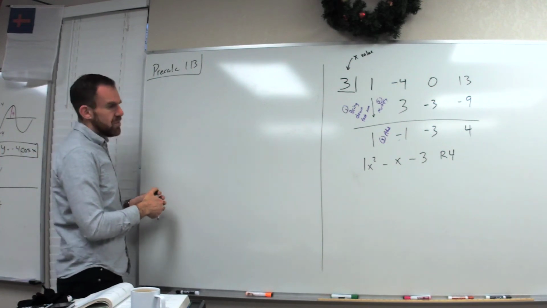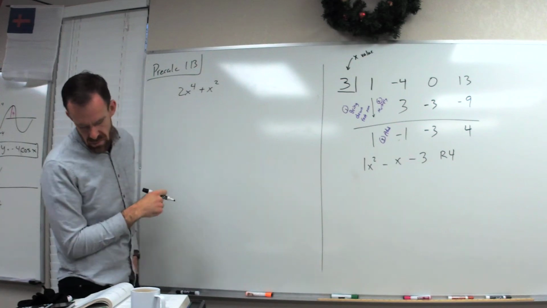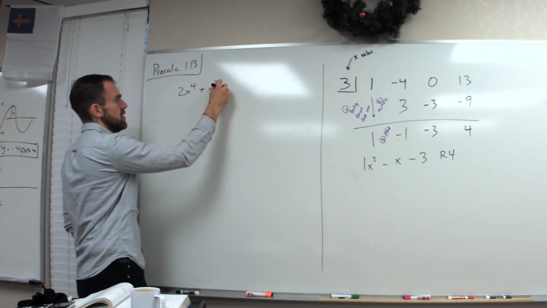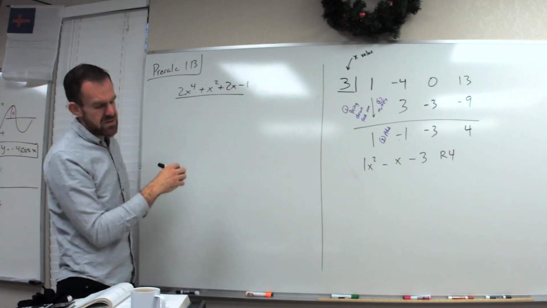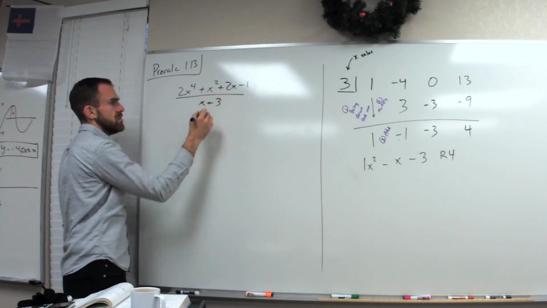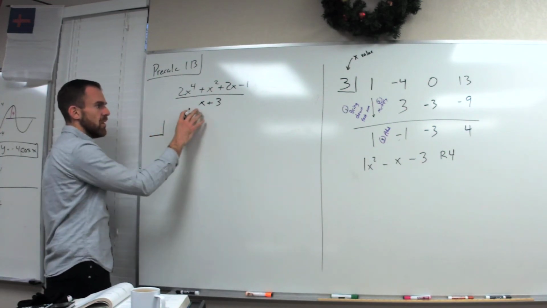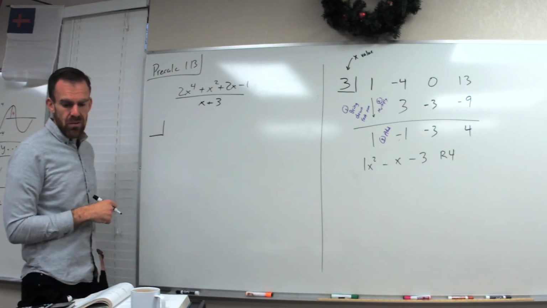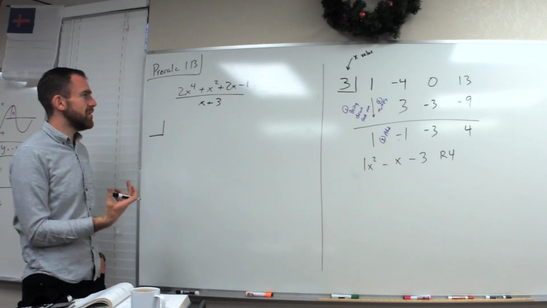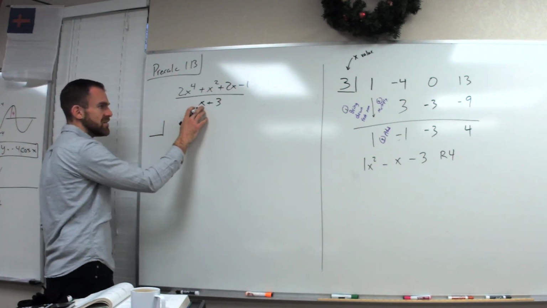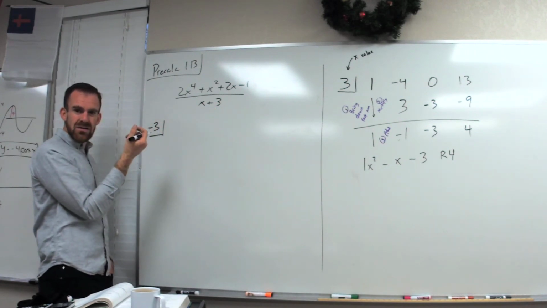2x to the 4th plus x squared plus 2x minus 1 over x plus 3. So, first step, I'm going to write my little box over here and figure out what x value makes this 0. Okay? We're doing that because that's the x we're actually evaluating at. So, the x value that makes this 0 is negative 3. You have to go backwards.